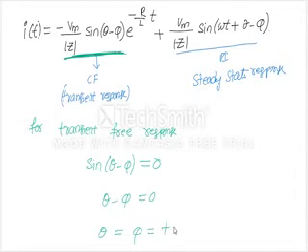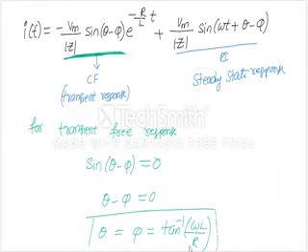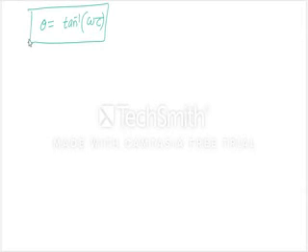What is phi? Tan inverse of omega L by R. So for the transient free response, the condition is that theta must be equal to tan inverse of omega L by R. Theta must be equal to tan inverse of omega L by R, which I can write as tau. This is the condition of a transient free response.